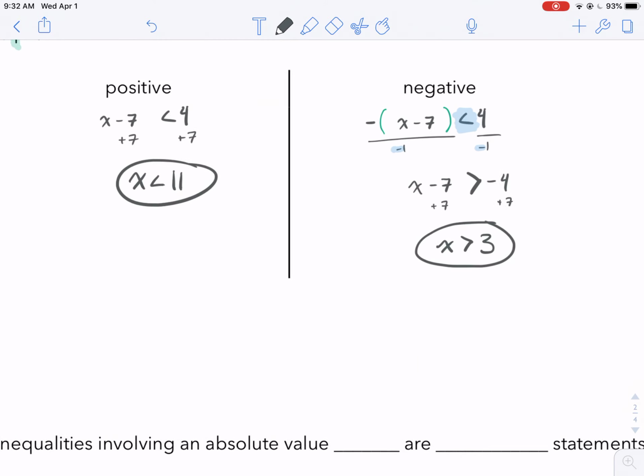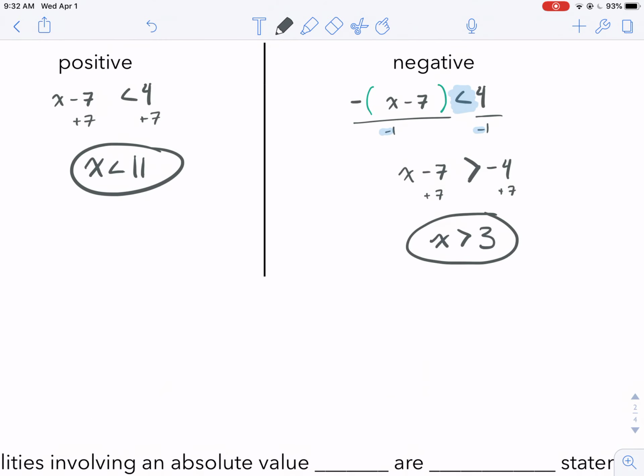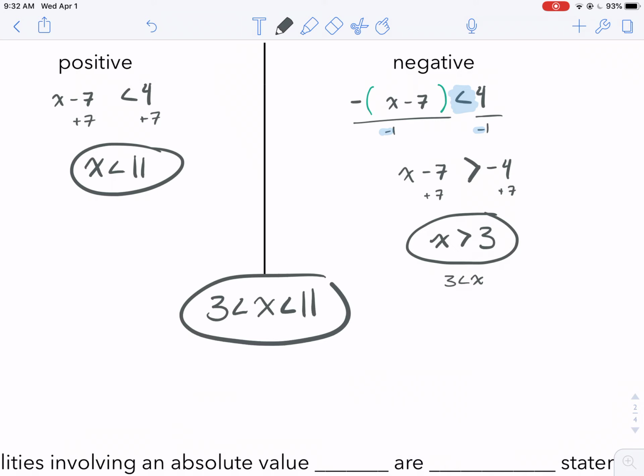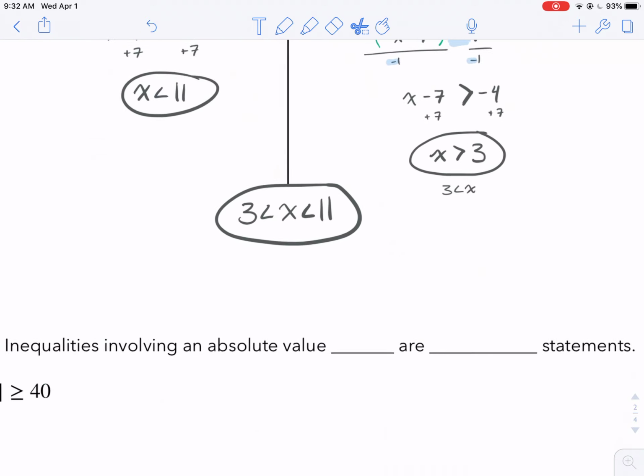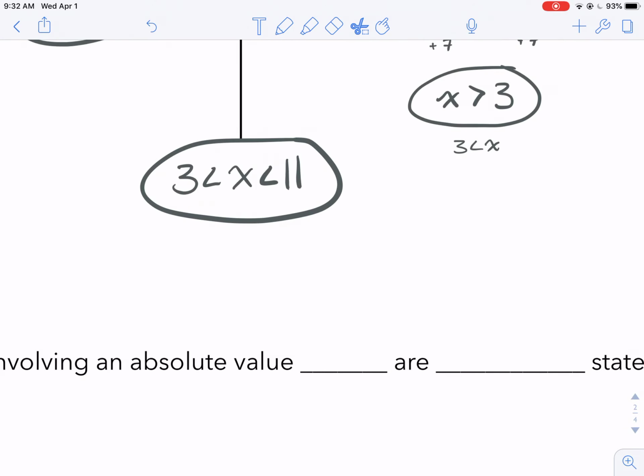We can combine these into one inequality by saying, well, 3 is less than x, so 3 is less than x is less than 11. As long as we have a number between 3 and 11, that will make our inequality true. Go ahead and pause the video and pick a number in this range and check to see if this is true. You can pick any number as long as it is between 3 and 11.